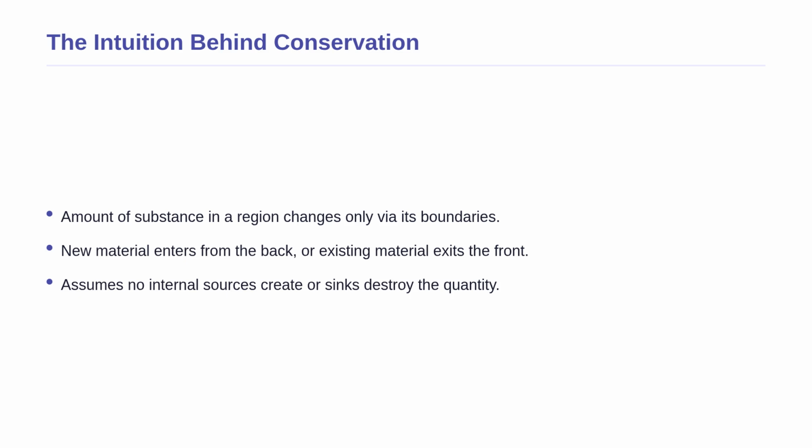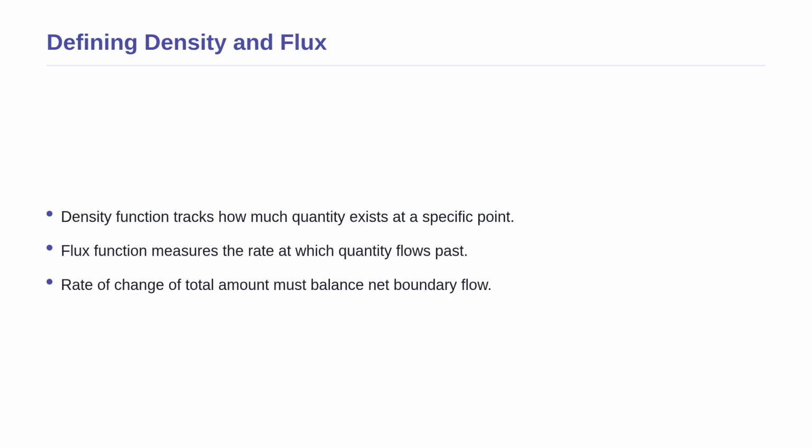It simply states that the amount of stuff in a specific area only changes based on what flows in and what flows out. To translate this into mathematics, we need to define two key functions. First is the density function, which tells us how much of our quantity exists at a specific point in space and time. Second is the flux function, which measures how fast this quantity is flowing past that point.